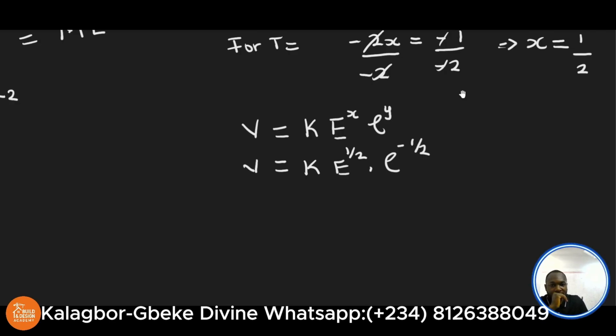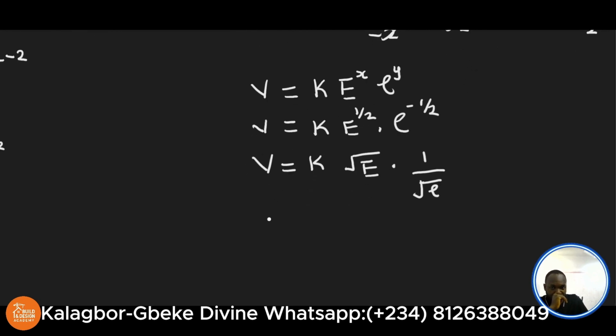But we can simplify it further to have that V is equals to K. Now, from the law of indices, the fractional law, the power 1 over 2 is simply root E, times the negative power, which we'll now make 1 over root rho. So we'll now have our final answer to be V is equals to the constant K into the square root of Young modulus over the square root of density. So this is what we'll have as our final answer.